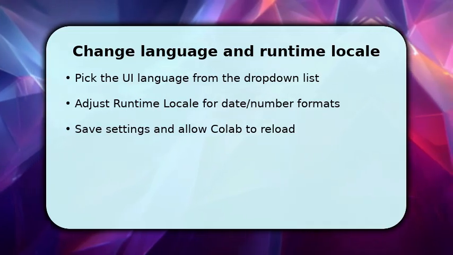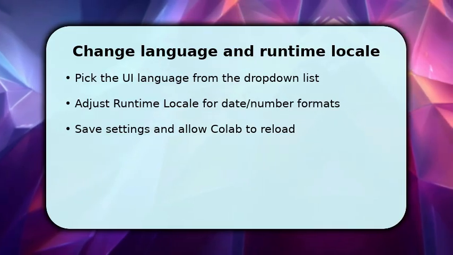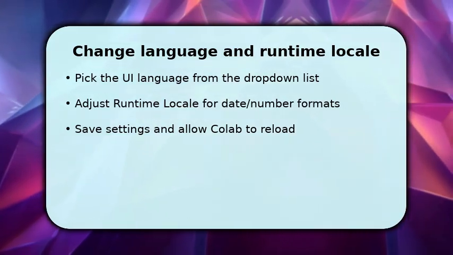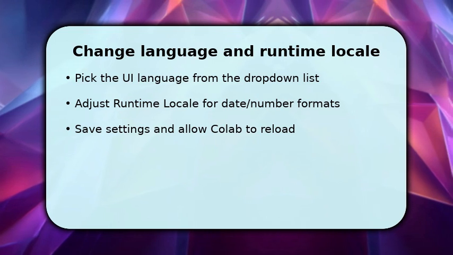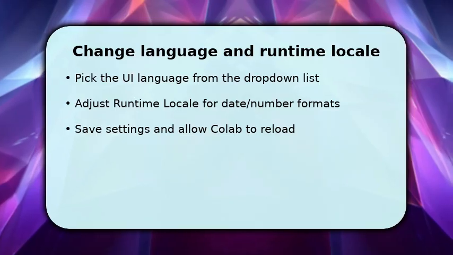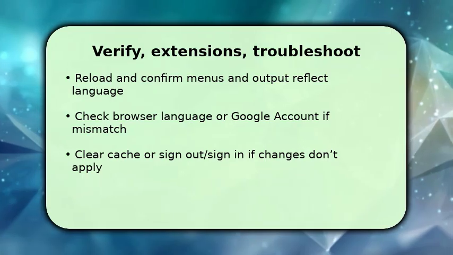Click Save or Apply. Colab will prompt to reload the page. Accept the reload so the UI strings and kernel locale take effect. You're doing both steps because UI and runtime locale are separate settings that finish by reloading the notebook and verifying that menus, tooltips, and output formats match your selected language and locale.